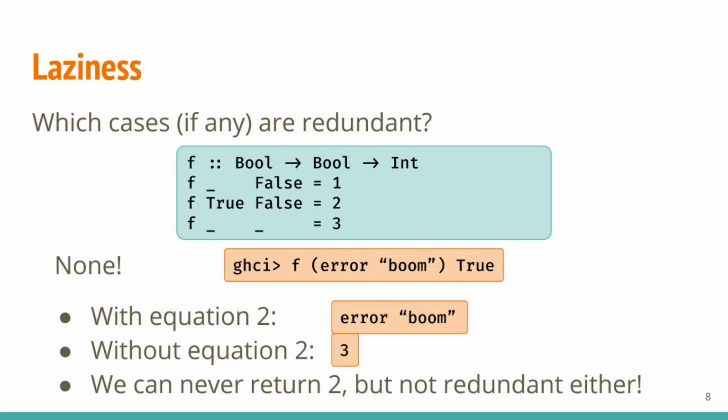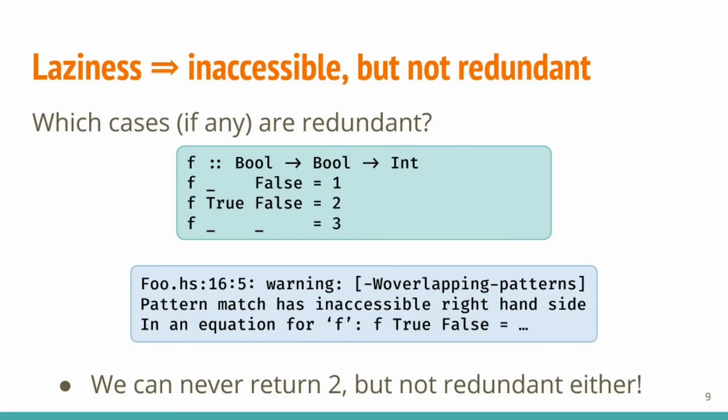Deleting equation 2 would alter the semantics of the function from crashing to returning 3 in this call here, so not redundant. But on the other hand, we can never return to, which definitely smells like a bug worth reporting to the user. We say that the equation has an inaccessible right-hand side. Of course, when we call a clause redundant, that always implies its right-hand side is inaccessible.